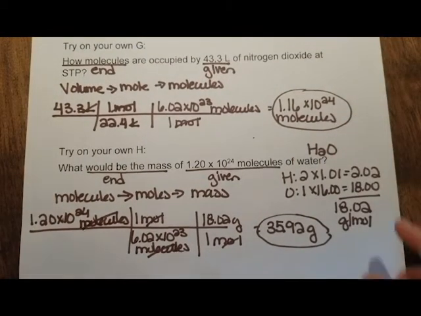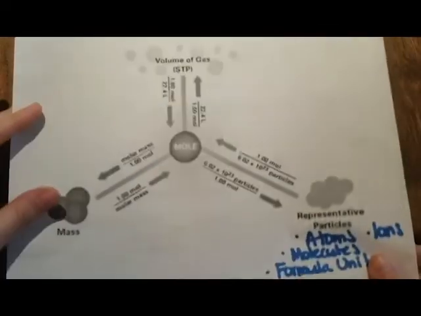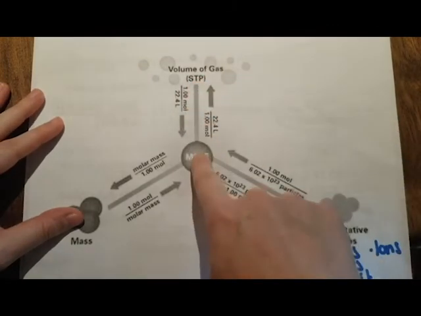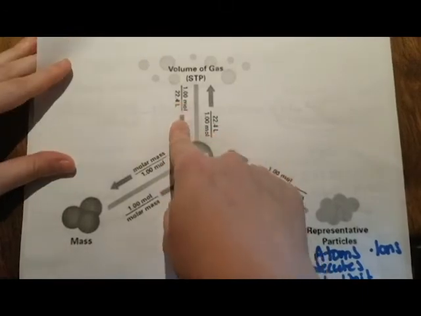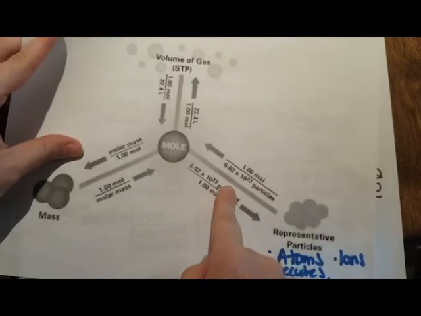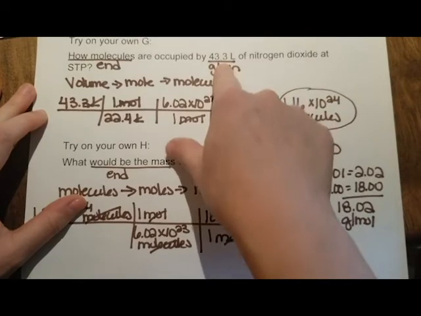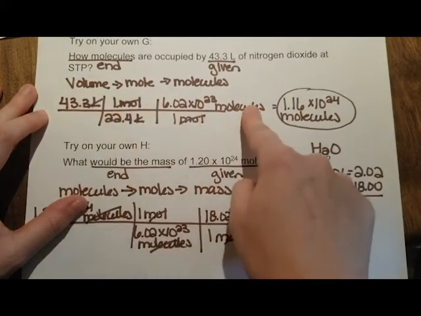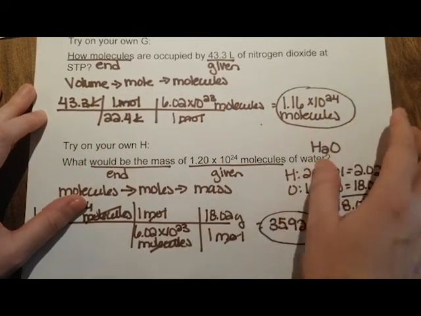Okay, our very first try on your own gives us liters and we're going to molecules. So if we look at our path, we're going from volume down to moles over to particles. So our first conversion factor is 1 mole over 22.4 liters, and our second conversion factor is Avogadro's number over 1 mole. Again, we were given 43.3 liters, so that goes in the very first spot. We go through, we cancel out on the diagonal. This is our final answer.